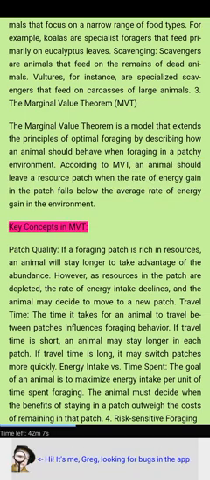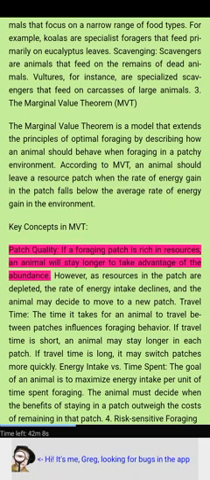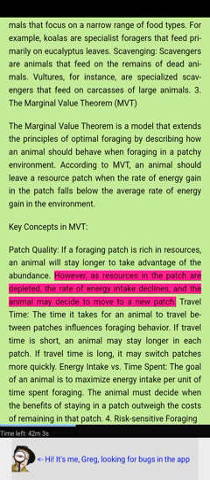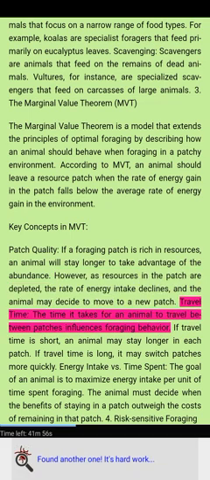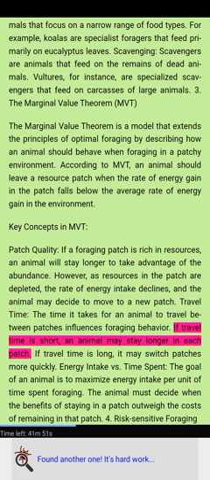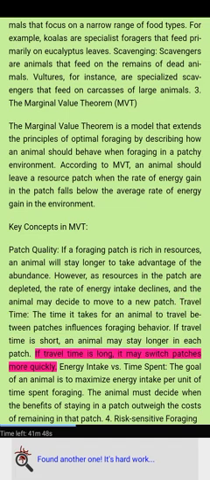Key concepts in MVT. Patch quality. If a foraging patch is rich in resources, an animal will stay longer to take advantage of the abundance. However, as resources in the patch are depleted, the rate of energy intake declines, and the animal may decide to move to a new patch. Travel time. The time it takes for an animal to travel between patches influences foraging behavior. If travel time is short, an animal may stay longer in each patch. If travel time is long, it may switch patches more quickly.